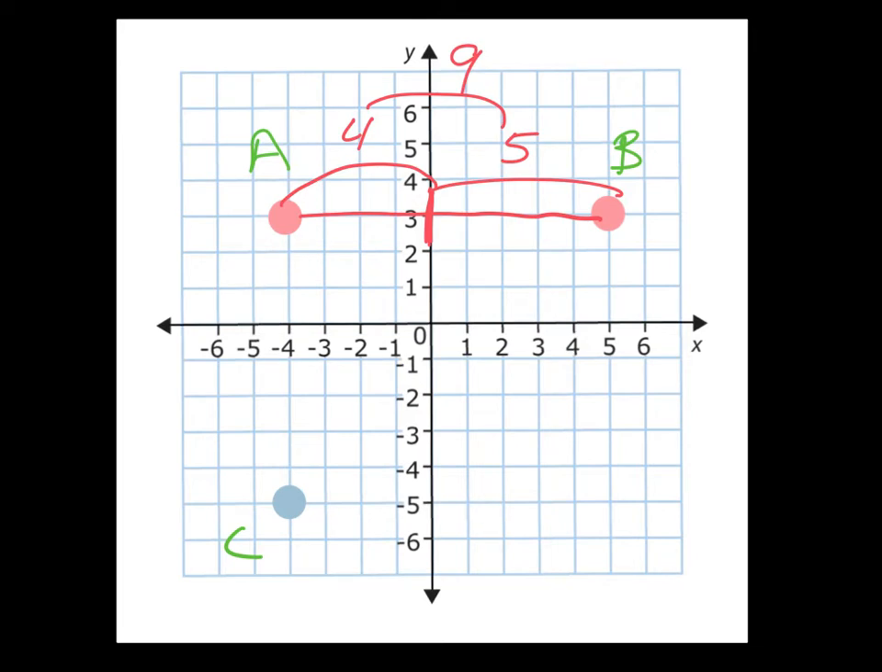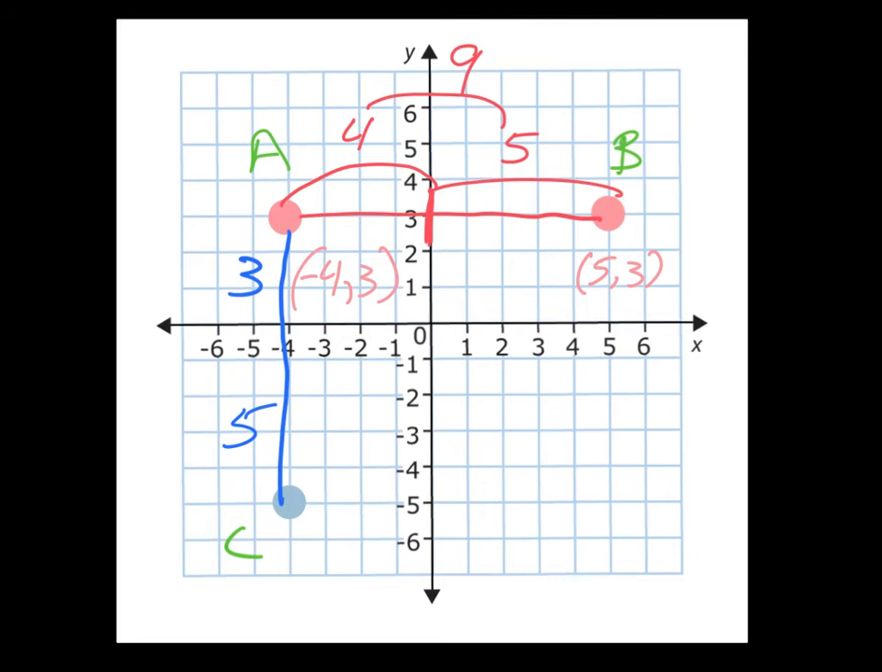If we're looking at point A to point C, we can still count those in the same way. We have 3 spaces between point A and our 0, and we have 5 spaces between point C and our 0. Another way you can look at it is you can actually look at the value of the pairs. So here we would have (5, 3), and for point A we would have (-4, 3).